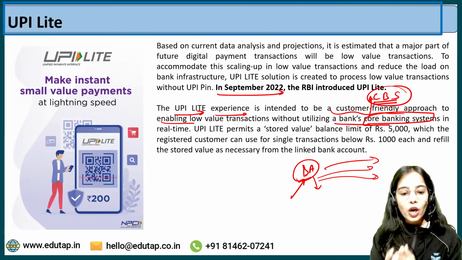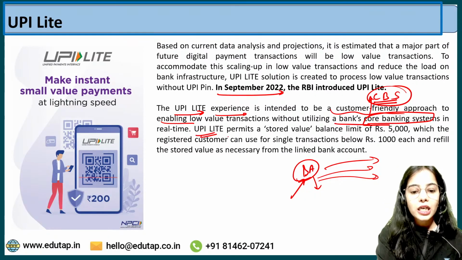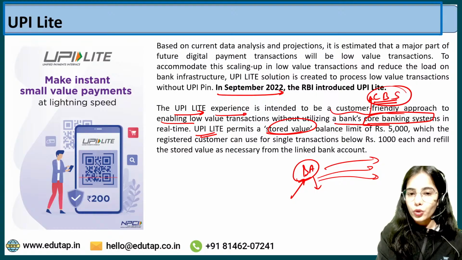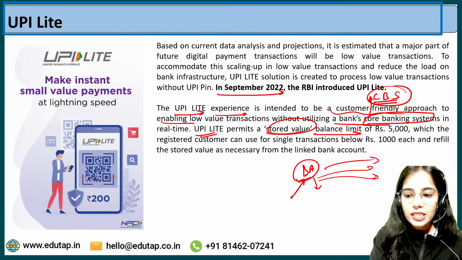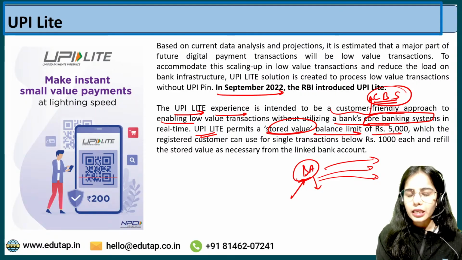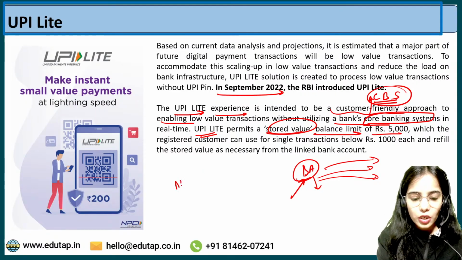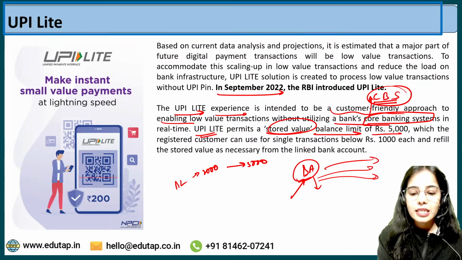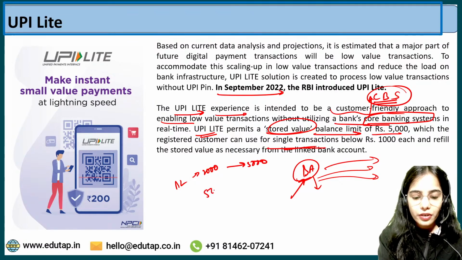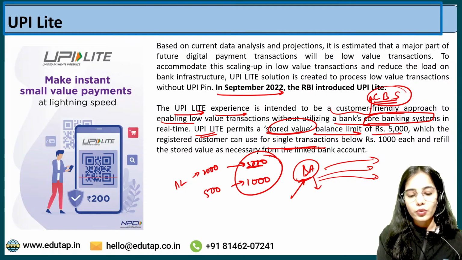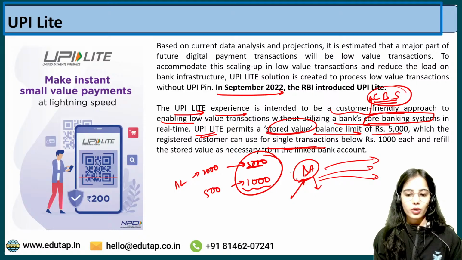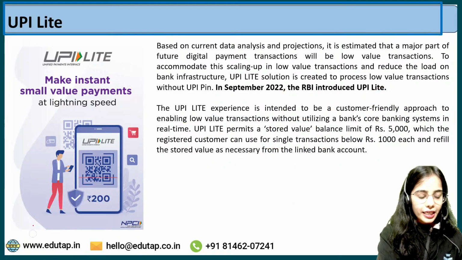Rather than that, now through the UPI Lite, the money is getting stored in the UPI Lite, and the balance limit of the UPI Lite is 5000 rupees. That was increased recently. Before, the balance limit was 2000, and it was increased to 5000, and the per transaction limit was increased from 500 to 1000. So now the balance limit in UPI Lite is 5000 and the per transaction limit is 1000. So this is the basic idea. I hope this is clear.